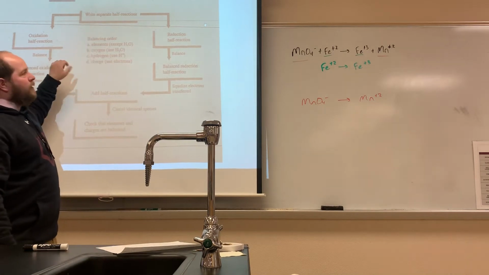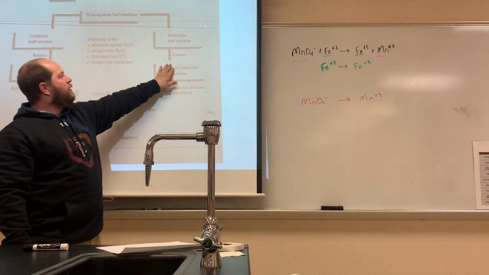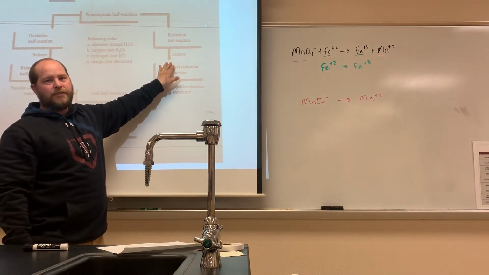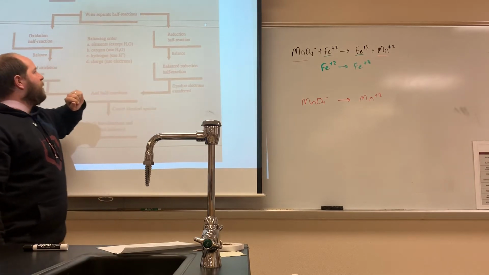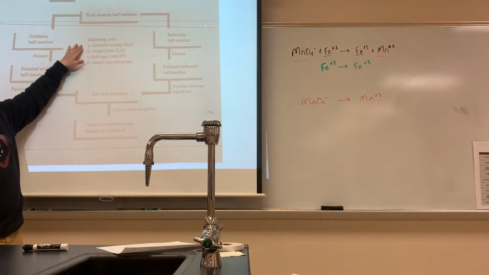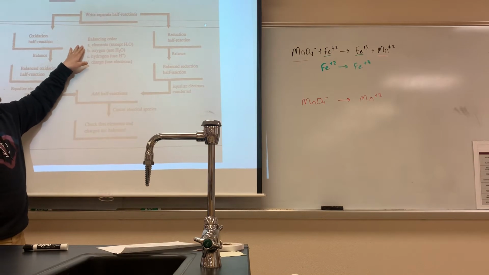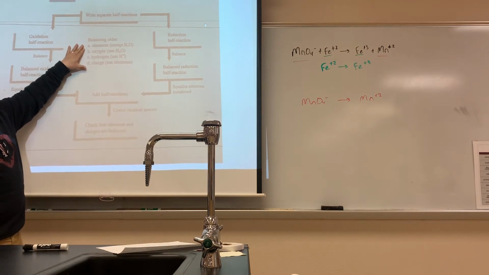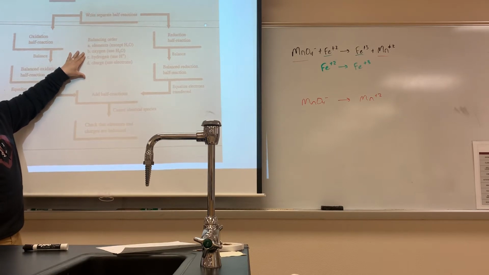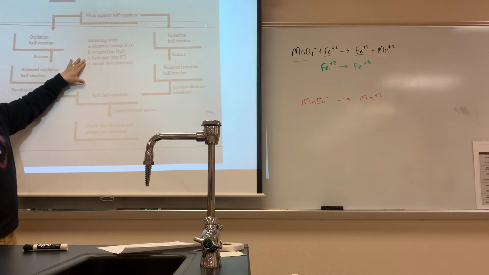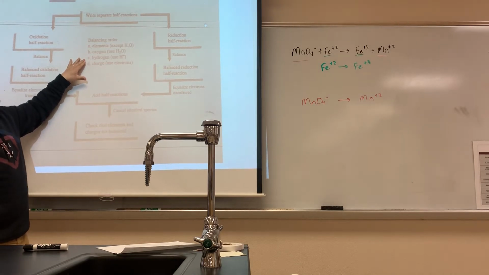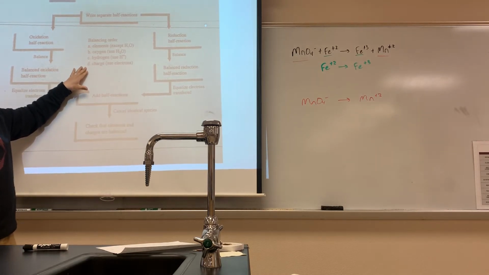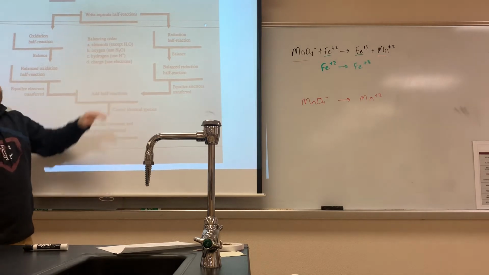So split it apart. Then what we're going to do is balance each half reaction separately. And this is the balancing order that we're going to use. We're going to balance the elements first, other than hydrogens and oxygens. Then you'll balance the oxygens next using water. Then you'll balance the hydrogens out with H pluses. And then we'll take care of the charge using electrons in the end.